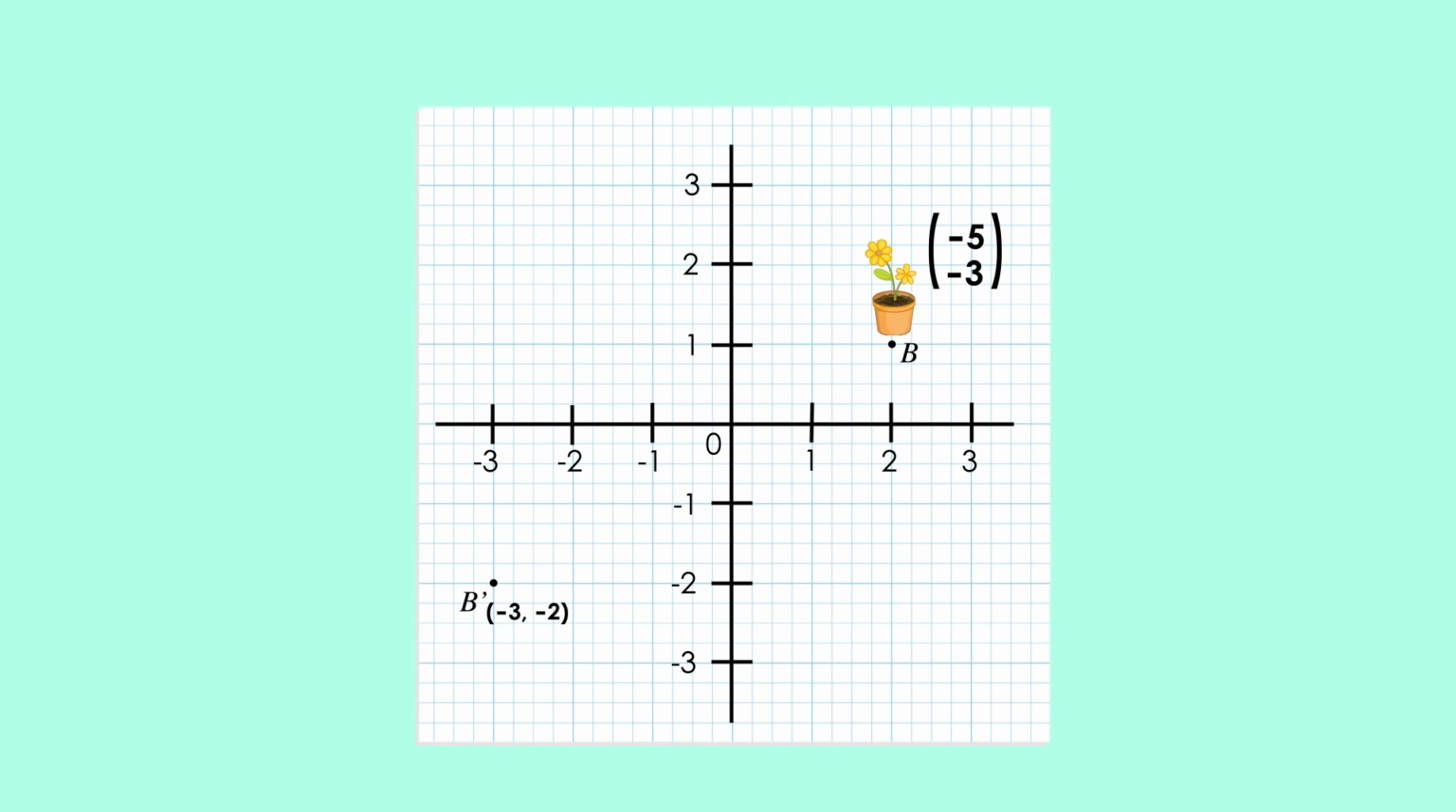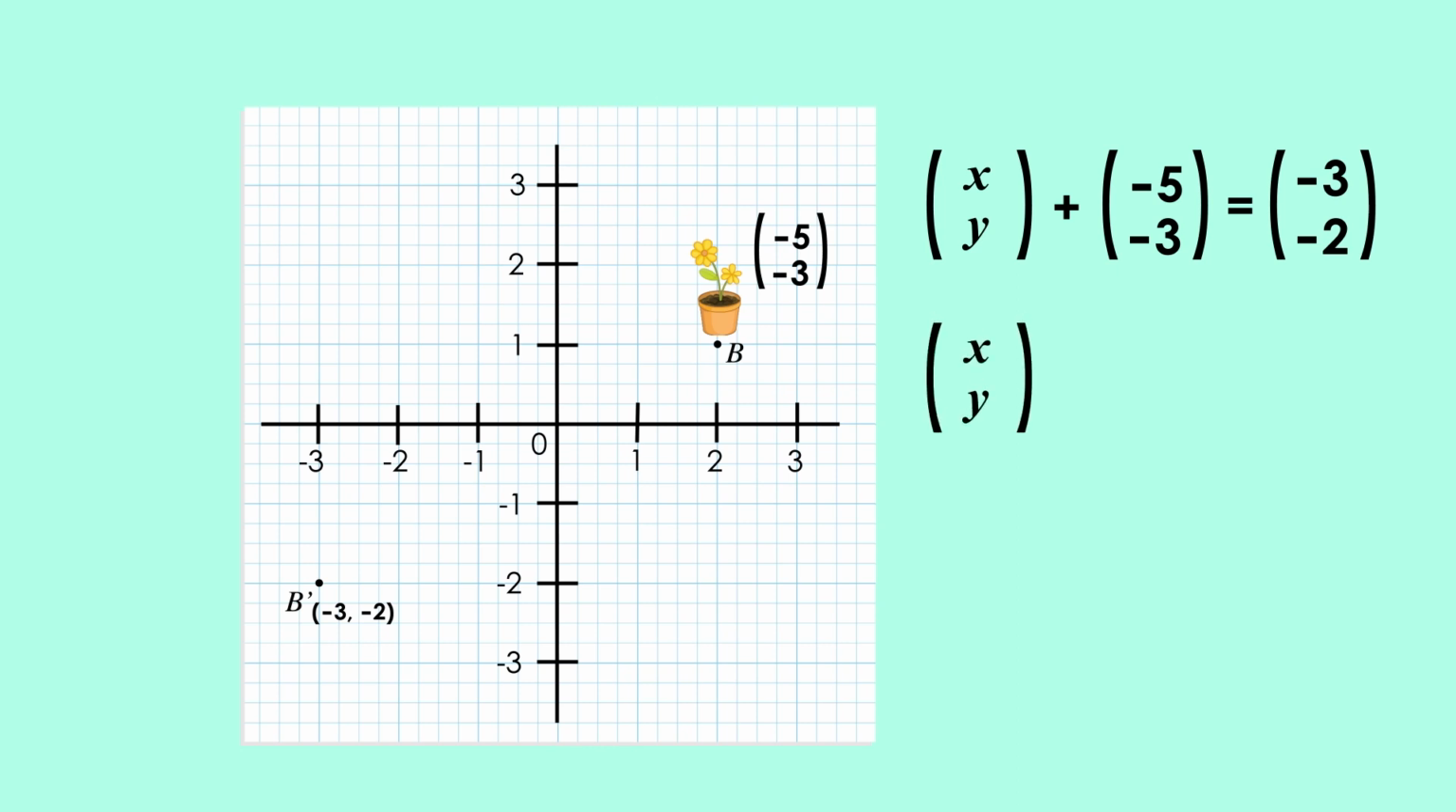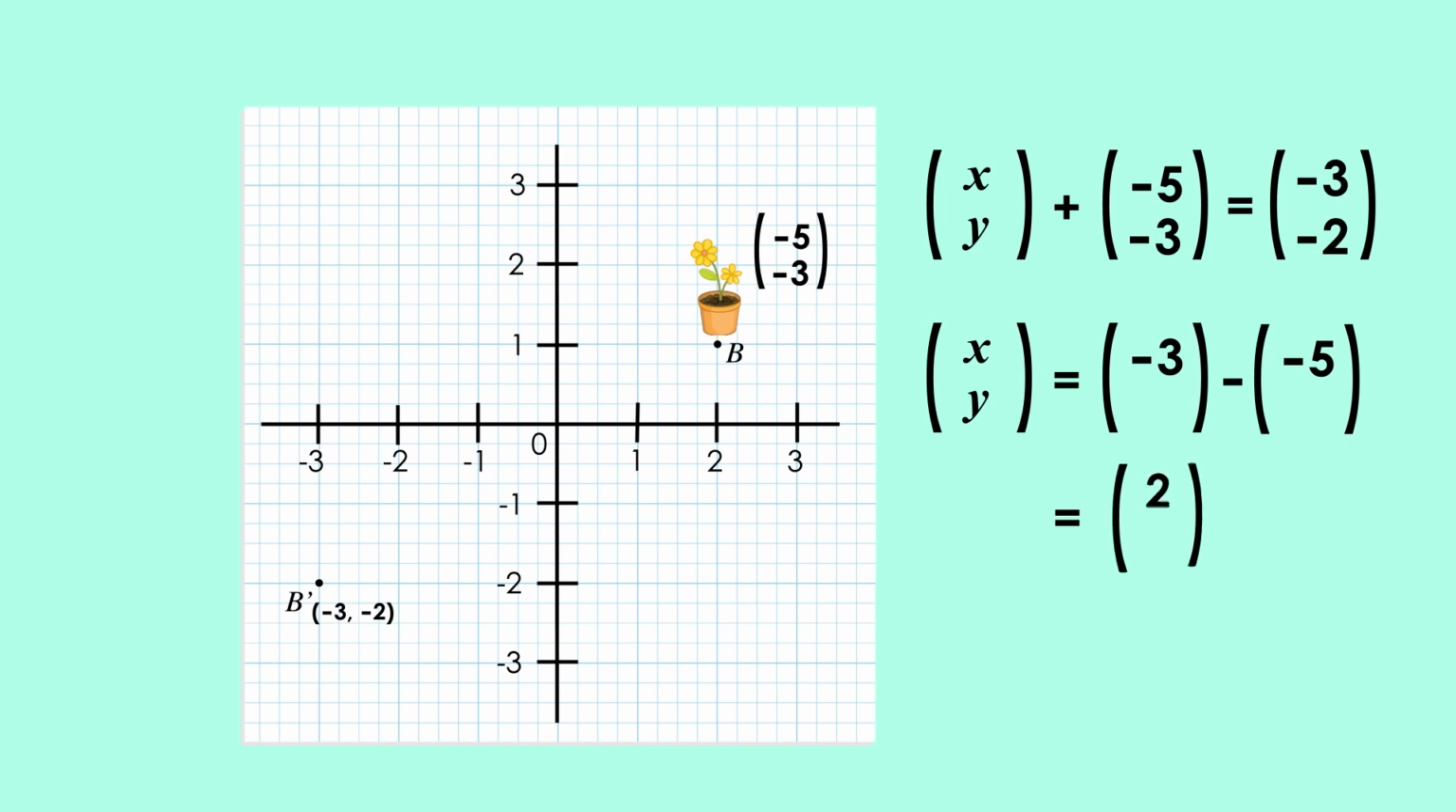Yes. First, write in vector form. Let the coordinates of B be (x, y). (x, y) plus (-5, -3) equals (-3, -2). Now, pupils, we bring the coordinates of (-5, -3) to the right to find the coordinates of x and y. Let's solve. -3 minus -5 equals 2 and -2 minus -3 equals 1. Hence, the coordinate of point B is (2, 1).